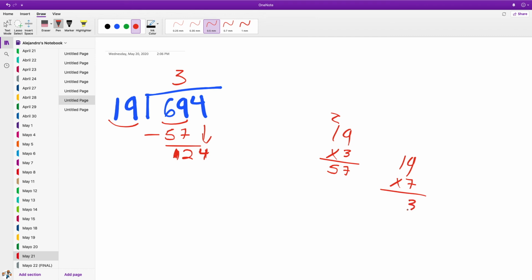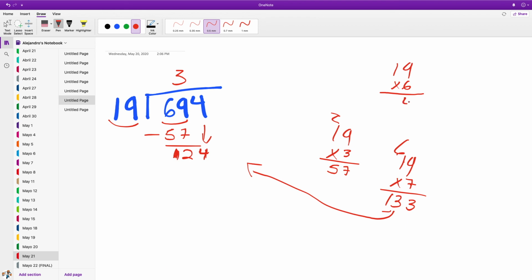7 times 9 is 63. 7 times 1 is 7, plus 6 is 13. No, I don't think the 7 is gonna work. Do you see? Because 133 is bigger than 124. That already passed. So maybe the 6. Maybe the 6. If you were thinking about the 6, I think you were right.